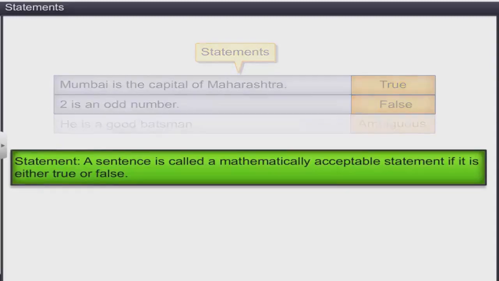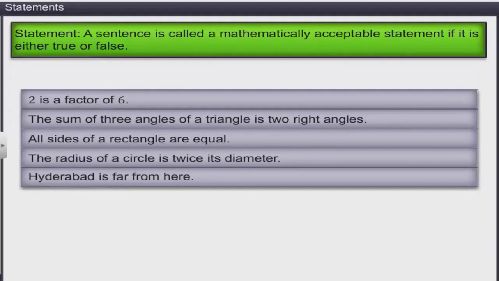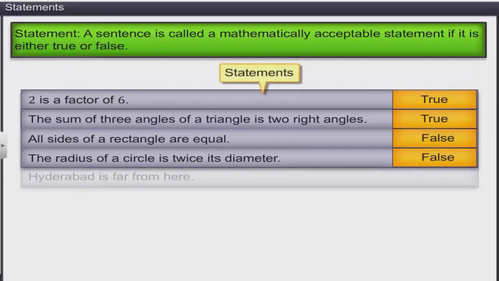Let's look at more sentences and justify their truth values. In these sentences, the first two sentences are true, while the third and fourth sentences are false. In the last sentence, it is not certain to say how far Hyderabad is from another place, unless it is mentioned. Therefore, the first four sentences are statements. Hyderabad's distance is different from different places. Thus, this sentence is not a statement.